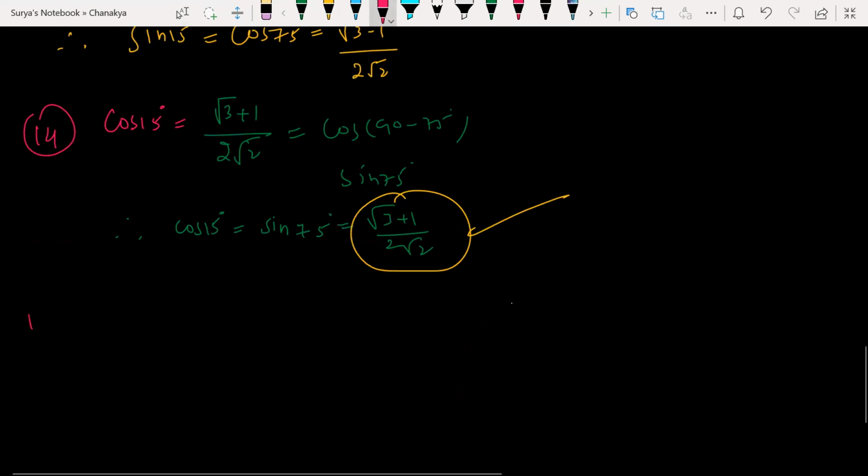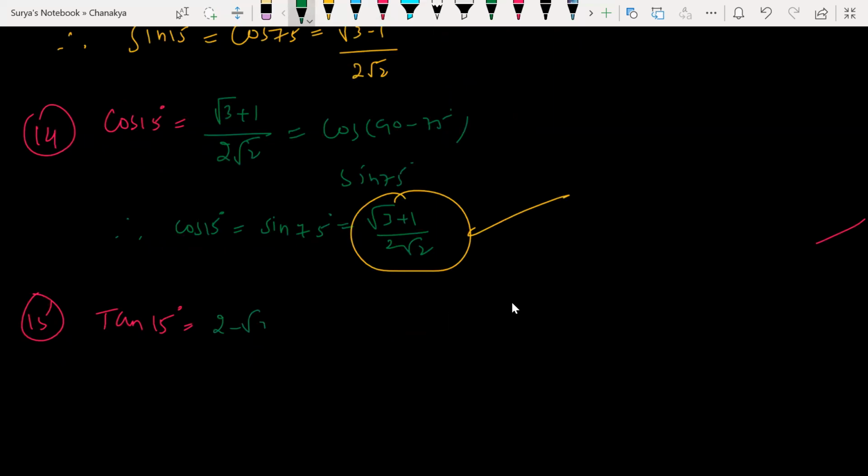All right, next the 15th formula. Now tan 15. Tan 15 is again tan of 60 minus 45. If you apply that concept, you would get simply 2 minus root 3. Tan 15 also can be written as cot 75, just like before. Hope it is clear.